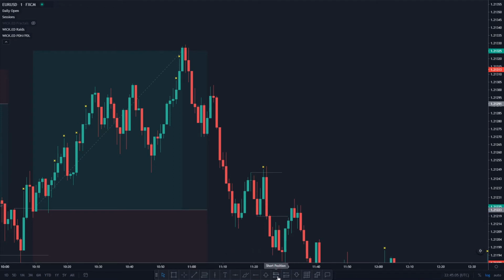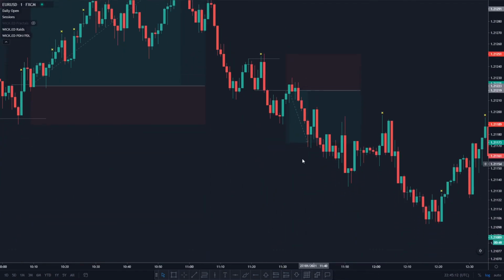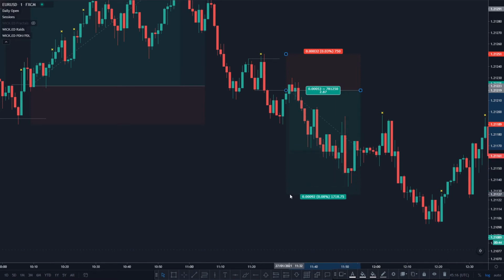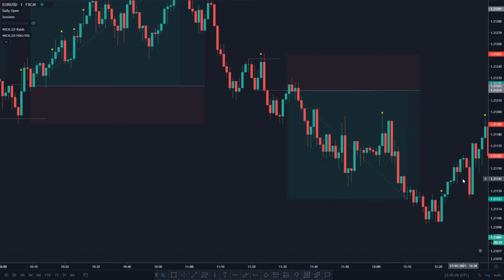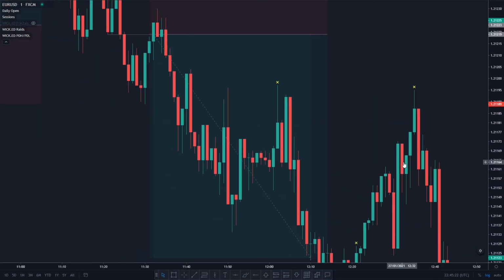Once again, we got a short from this breaker, SL above the raid. Move this over, you get triggered. We're only looking for 3R. I'm just saying the same thing again and again, but really it's just rinse and repeat, right? If I just drag this over, once again hit TP, cool.